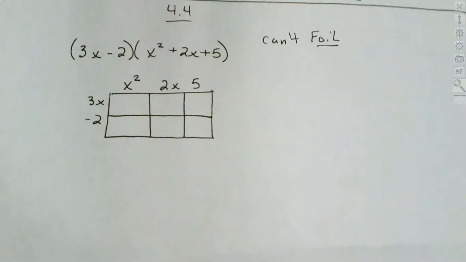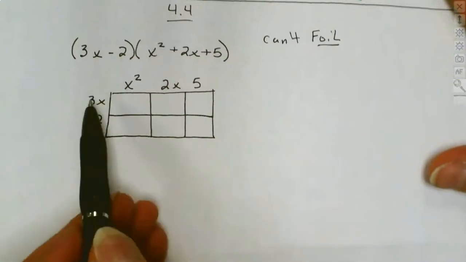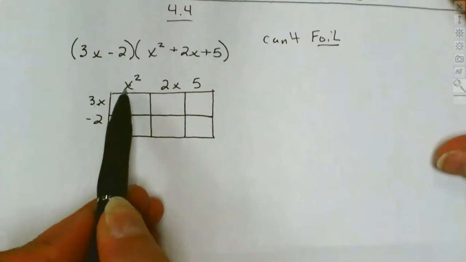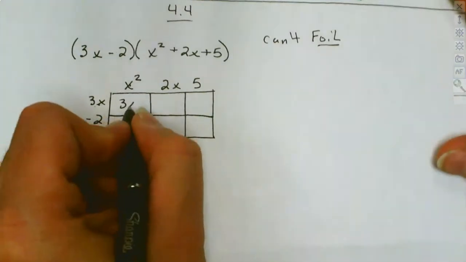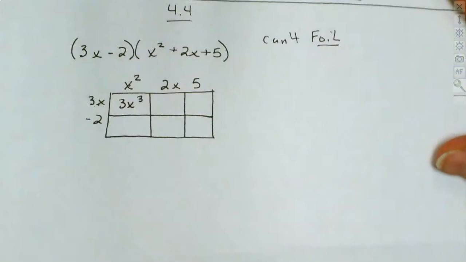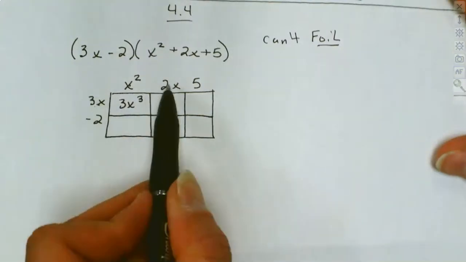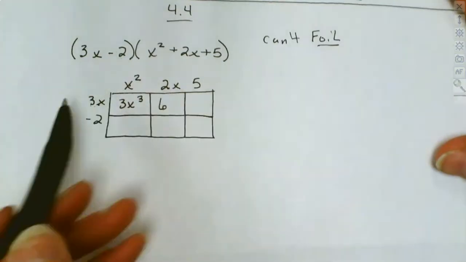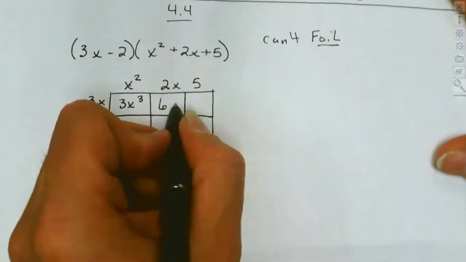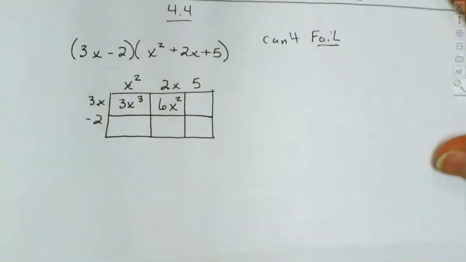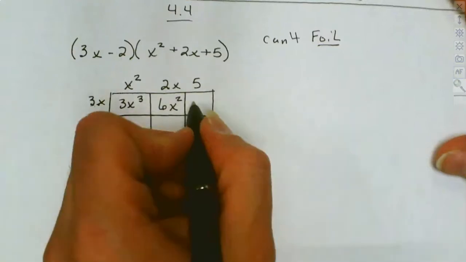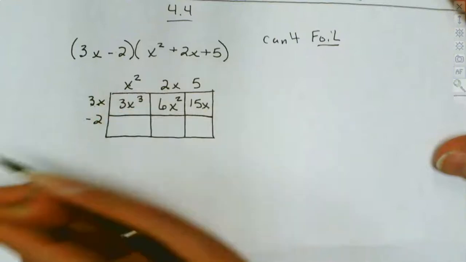Now, how do we fill this in? Well, we just multiply across. So 3x times x squared makes 3x cubed. 3x times 2x, well, 3 times 2 makes 6, and x times x makes x squared. 3x times 5, well, 3 times 5 makes 15, and the x comes down.